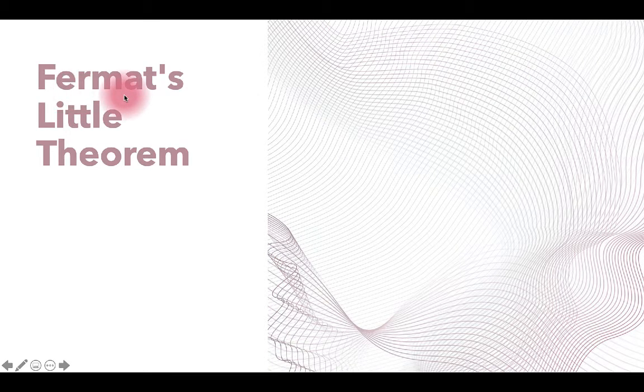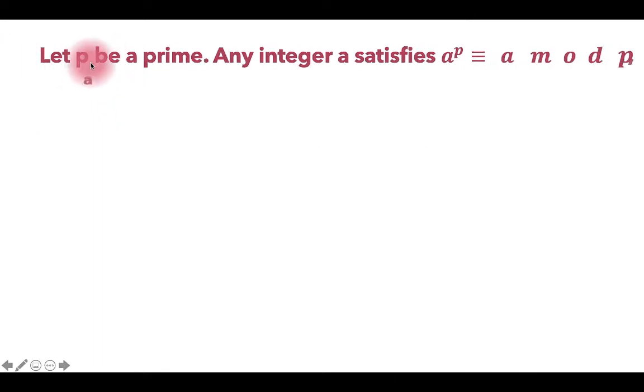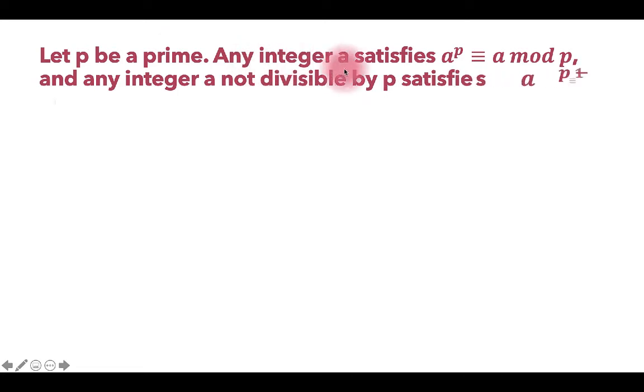Fermat's little theorem. It states that if P is a prime, then any integer A satisfies the relation A raised to P congruent to A modulo P, and any integer A not divisible by P satisfies the relation A raised to P minus 1 congruent to 1 modulo P.